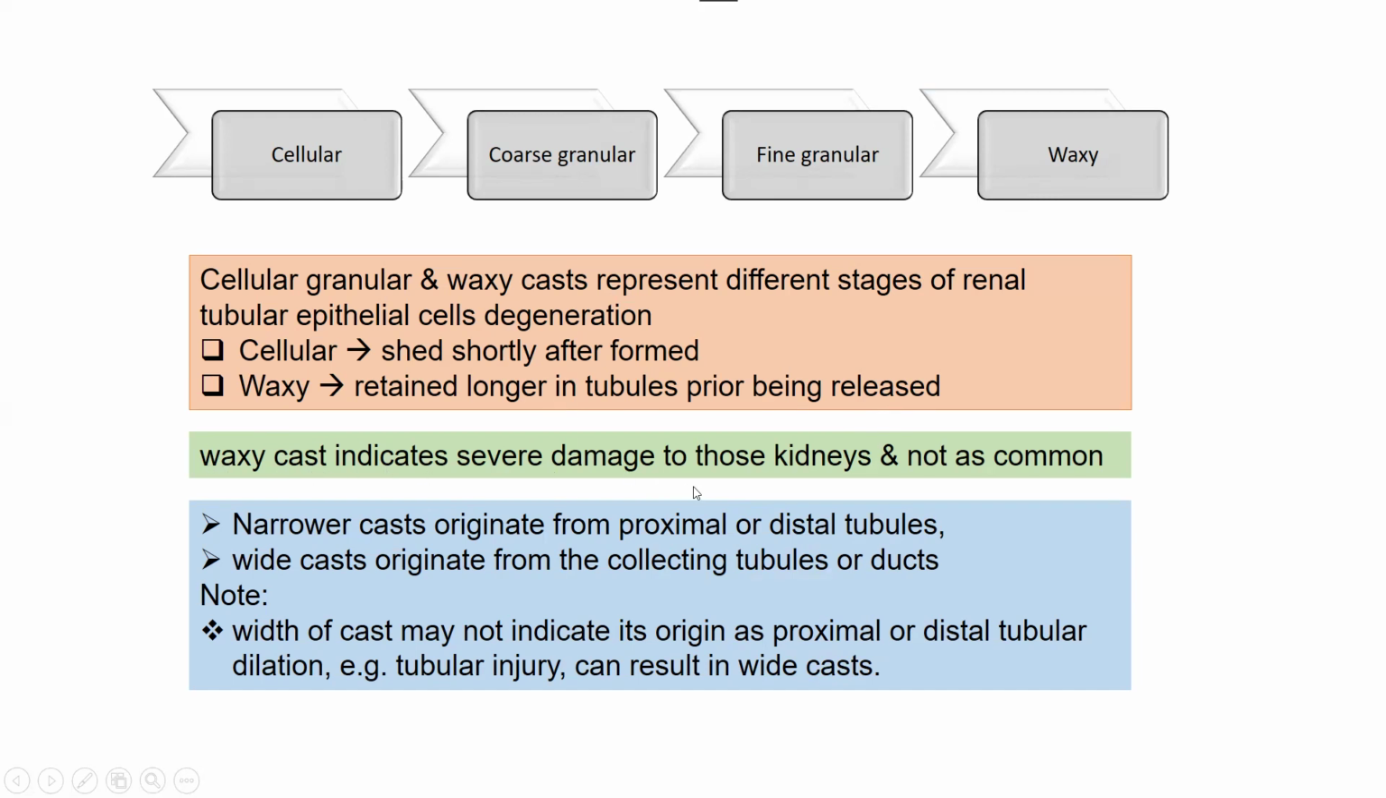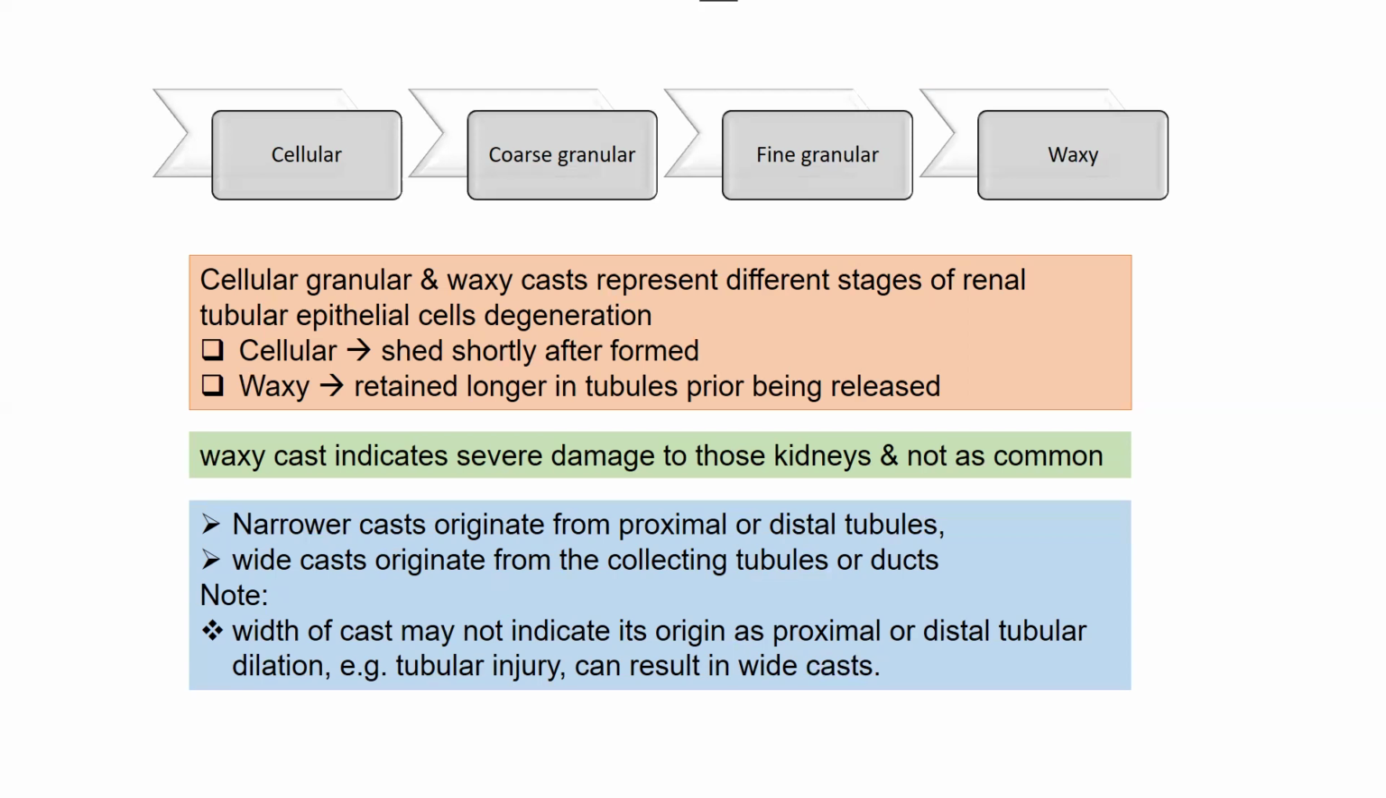Waxy cast indicates severe damage to the kidneys and is not as common. What does this mean? If you see waxy cast in the sample of any animal, it shows that the kidneys are damaged, because it is not a common cast. If there is less damage to the kidneys, not a severe damage, you are still not going to see waxy cast. This cast is not commonly present in the urine. You are only going to see this cast if there is severe damage to kidneys.